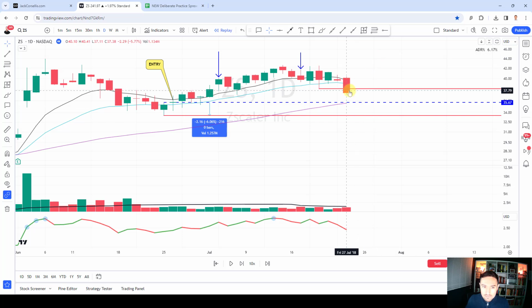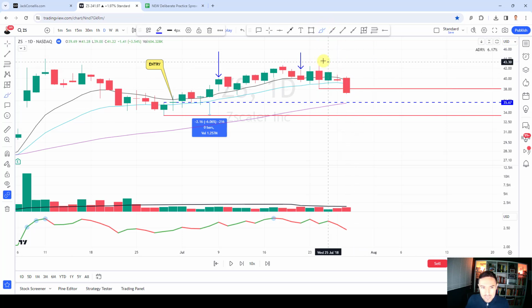I'm knocked out there, okay, at this price level. So see what I mean? You were kind of getting some warning signs, and this is the beauty of bar by bar deliberate practice. You will start picking up on the warning signs.